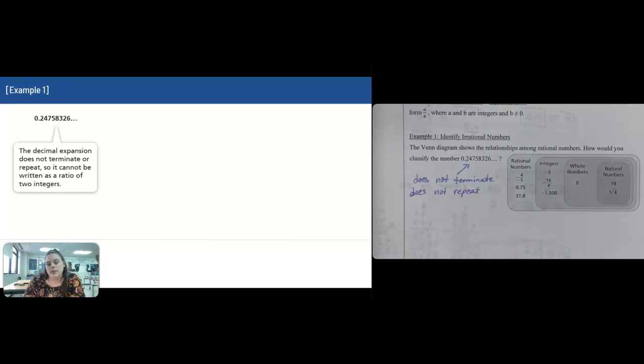So it can't be written as a ratio of two integers, because we know that if it terminates or repeats, we know how to change a decimal to a fraction. But if it doesn't, we can't do that. So it does not terminate and it does not repeat. So it is not a rational number.